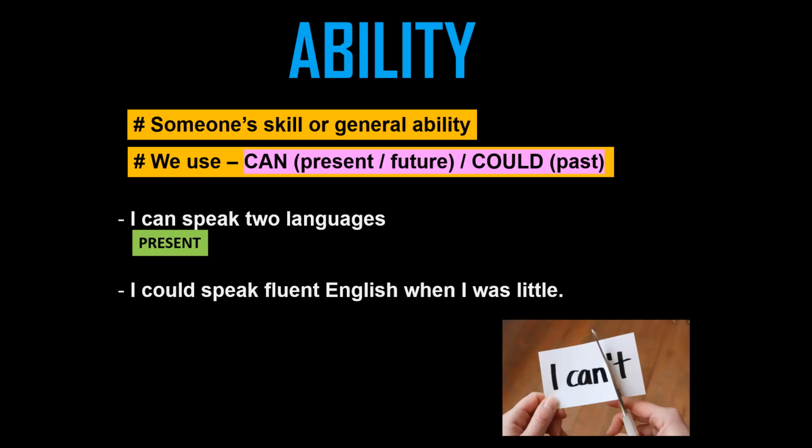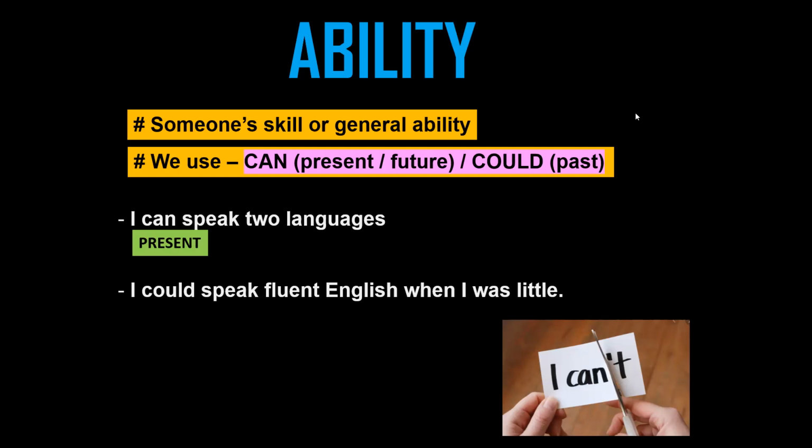Any ability of your past? I could... Frame any ability from your past in English. I could speak very fast in my childhood. I could speak very fast when I was young or when I was little.